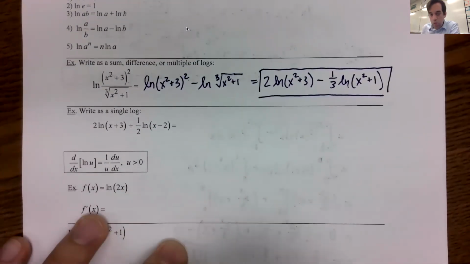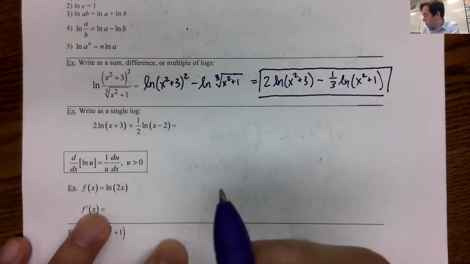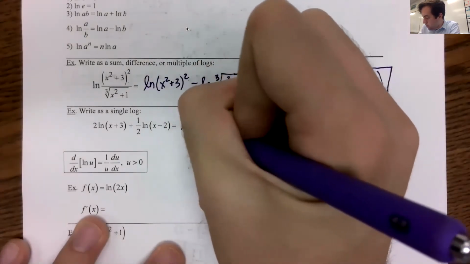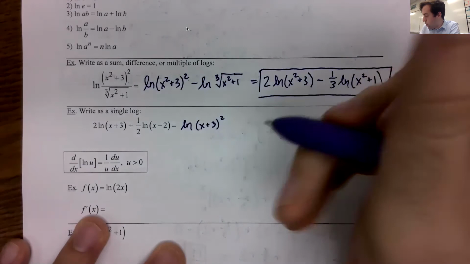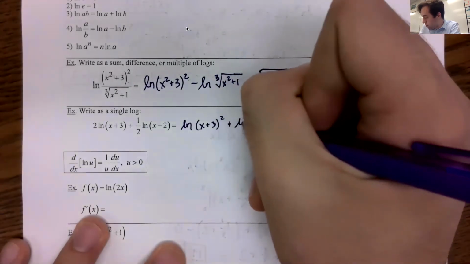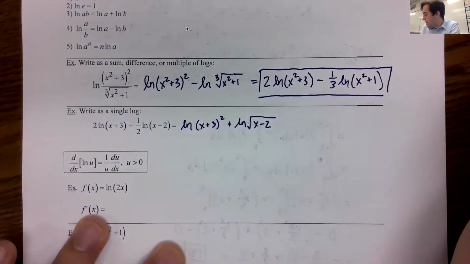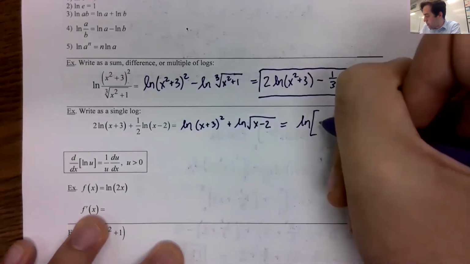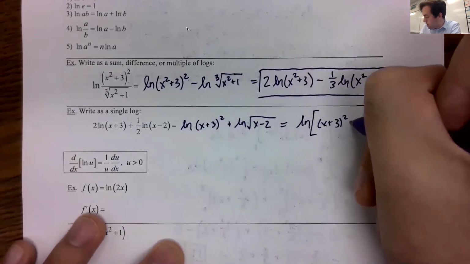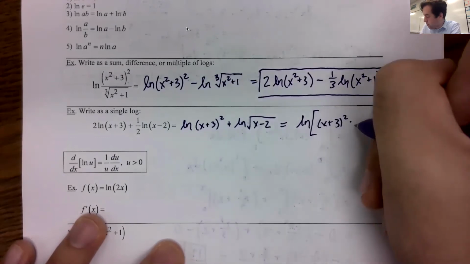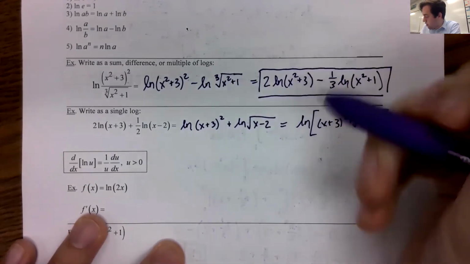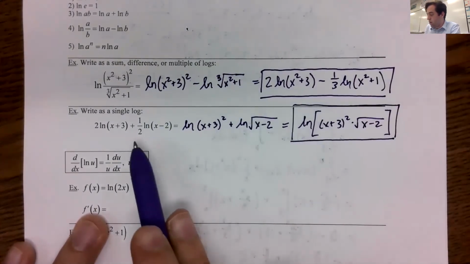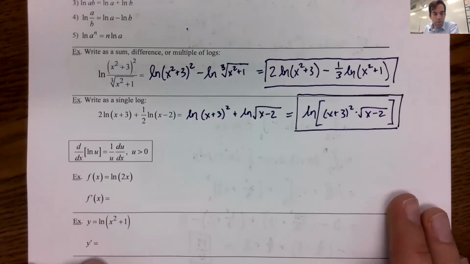In this second example, we're going to write something expanded as a single log. So the first thing we're going to do is move the coefficients to exponents. And the 1/2 is going to become a square root. And since these are added, I can combine this into one natural log that's multiplied. So it's going to be x plus 3 squared times the square root of x minus 2. And that's technically a valid answer. So that's all of this written as one single natural logarithm.